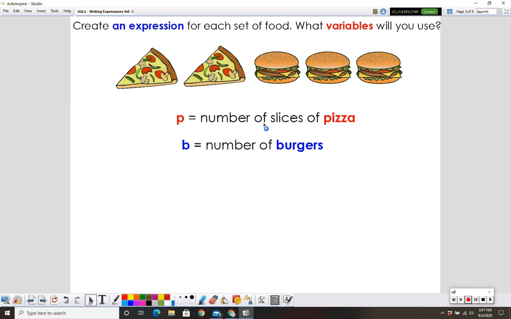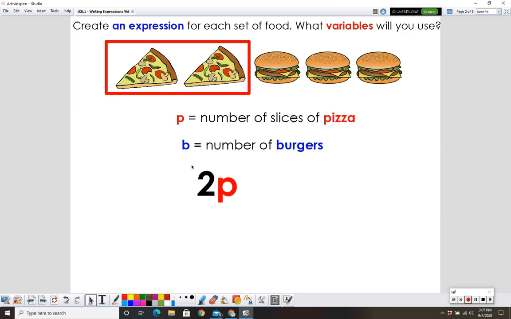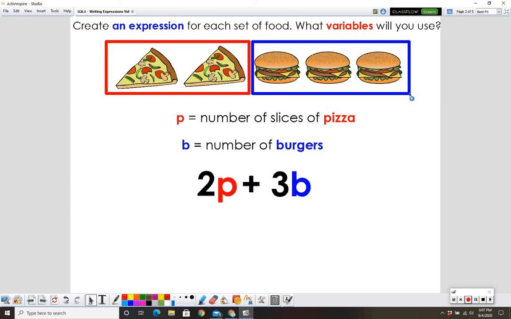So those are the variables that you have, and then you have to figure out, well, how many pizzas do I have? So I have 2 pieces of pizza, which I would write as 2P. P stands for pizzas, 2, because I have 2. B is my number of burgers. I can see I have 3 burgers, so I'm going to represent that with a 3B. And because I have 2 pizzas and 3 burgers, I'm going to put a plus sign in the middle here.